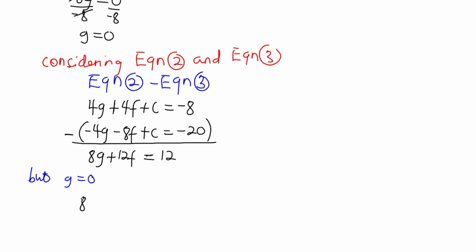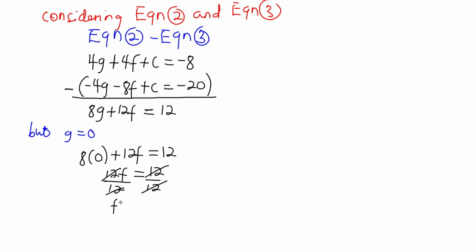that is 8 multiplied by 0 plus 12F, which is equal to 12. So we know 8 times 0 gives us 0. What's left here is 12F, which is equal to 12. Now here we divide by 12, we divide there by 12. So we can see that our F value here is equal to 1. So it means that our F here is equal to 1. So now we have F and then G.